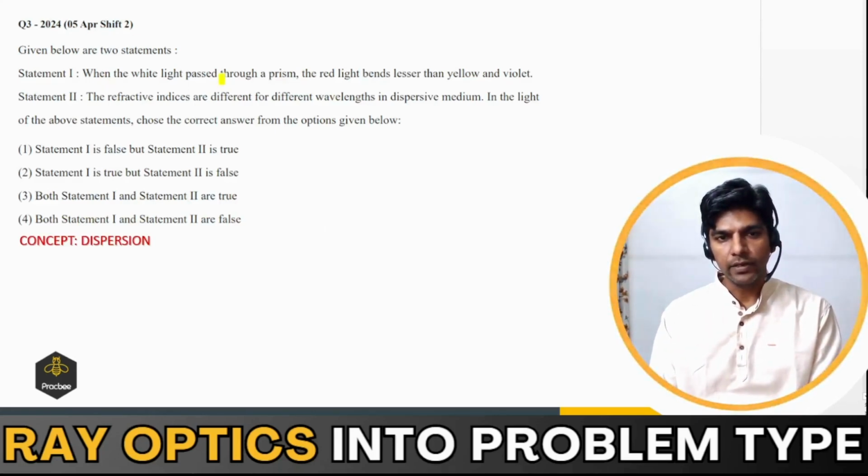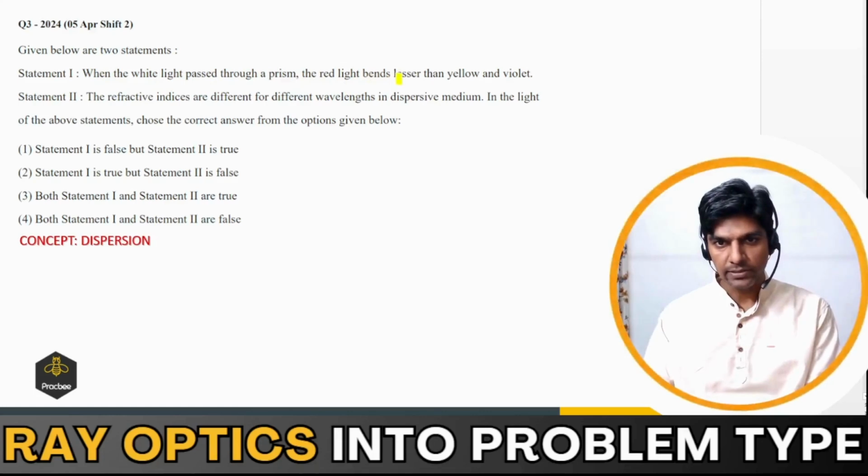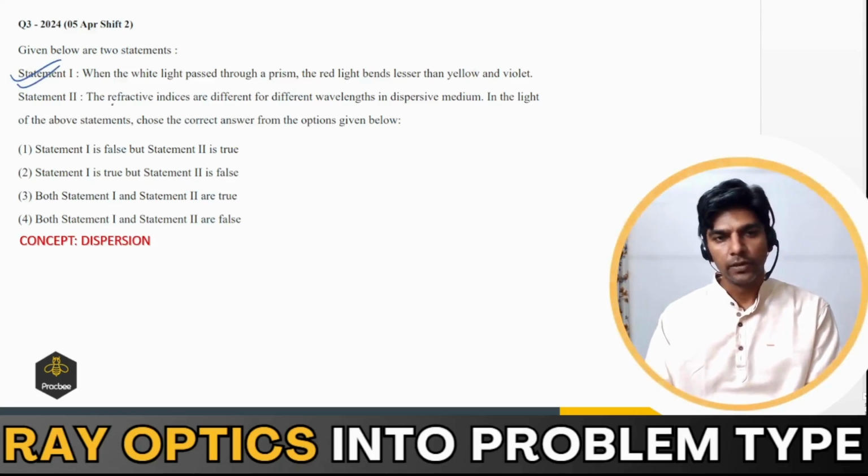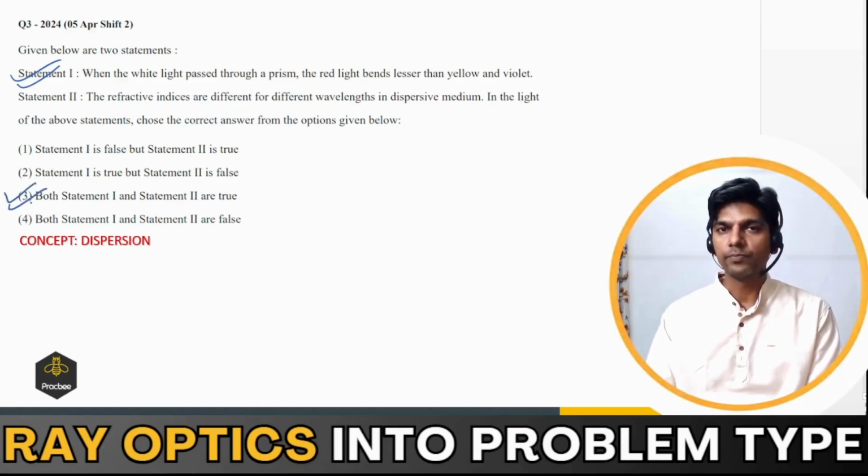So when a white light passes through the prism, the red light bends lesser than the yellow and the violet light. So that is correct. So statement 1 is correct. The refractive indices are different for different wavelengths in a dispersive medium. In the light of the above statements, choose the correct answer for the option. So both the statements are correct, right? So option 3 is the right answer.